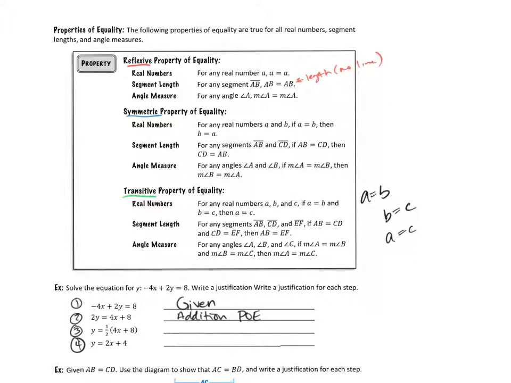And then I divided both sides by 2, or multiplied both sides by 1/2. Actually, in this case, you could do either one of those. I like to say we divided by 2, to undo the multiplication that was with the y. So we'll say division property of equality. And then in step 4, we distributed the 1/2, and so that is our distributive property.